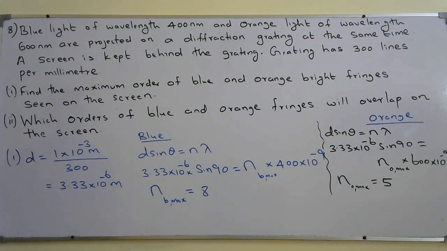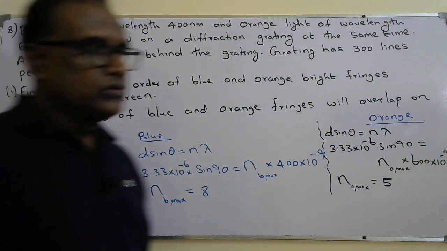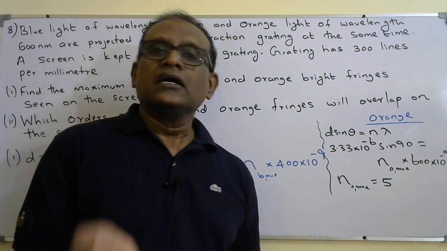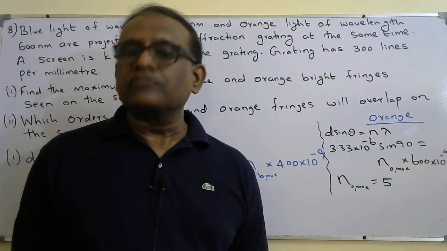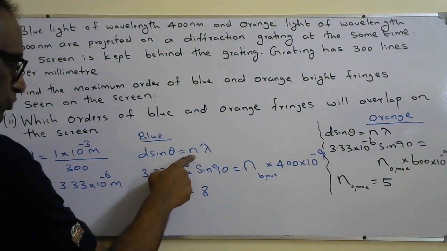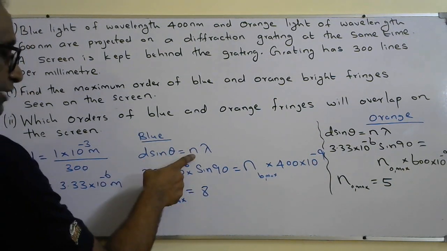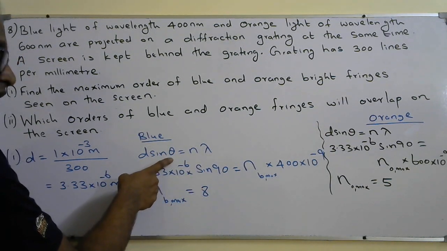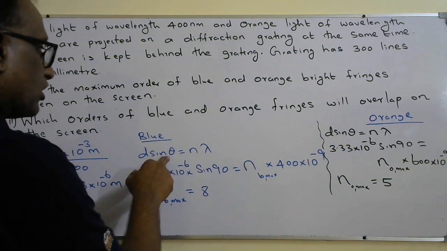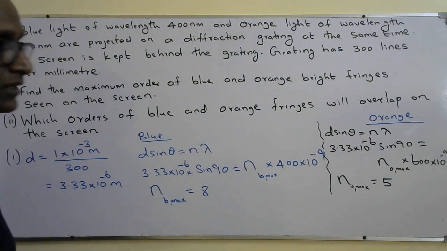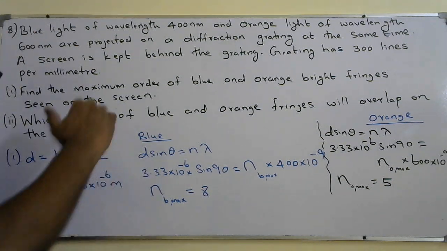Second part: which orders of blue and orange fringes will overlap on the screen? They will have different angles of diffraction. For example, consider first order of blue and first order of orange. We know for first order n equals 1, d is the same for both, but lambda blue is smaller, so the angle of diffraction of blue first order will be smaller. The angle of diffraction of orange first order will be more than that of blue first order. So they are not going to overlap.